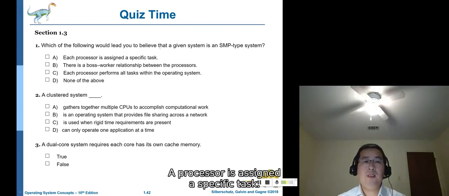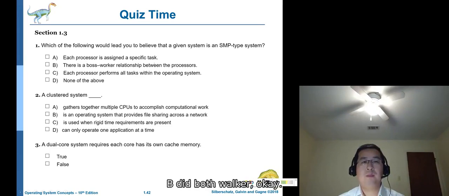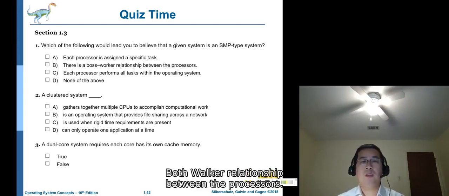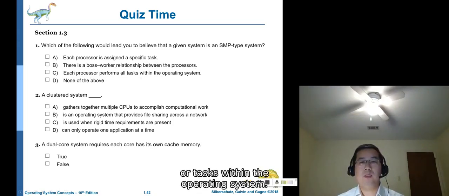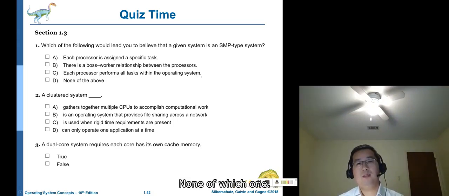A. Each processor is assigned a specific task. B. There's a boss-worker relationship between the processors. C. Each processor performs all tasks within the operating system. D. None of the above. Which one?